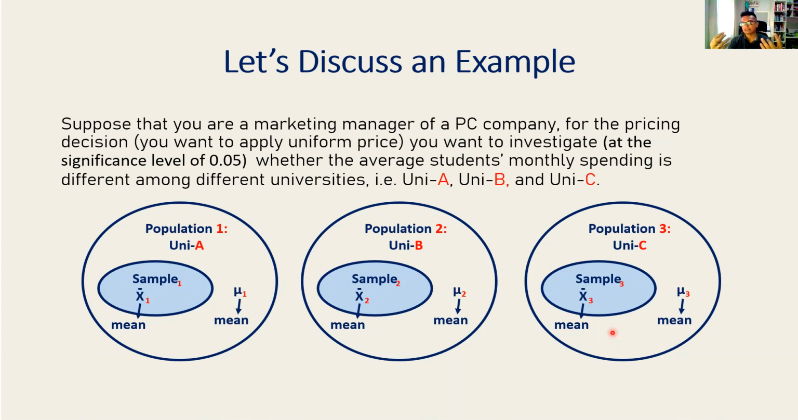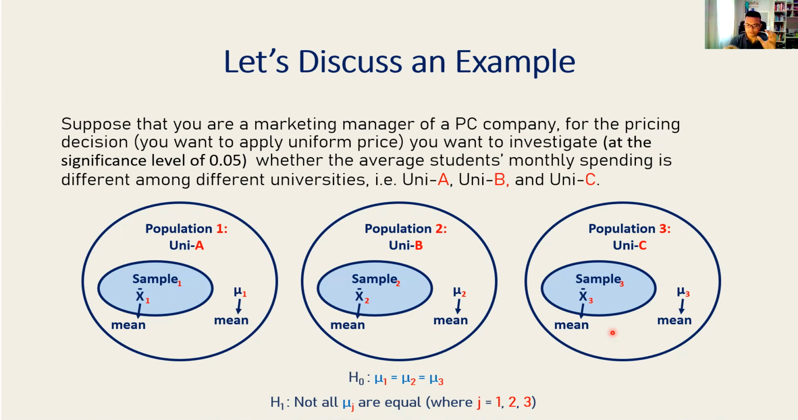To calculate the statistics and see whether the claim that the average student's monthly spending among universities A, B, and C are indeed equal or not. How can we do it? Of course, so let's see.